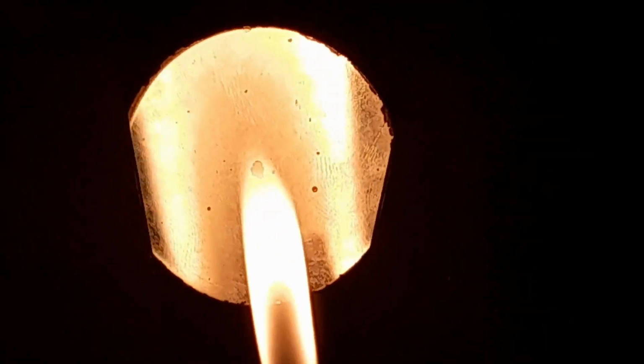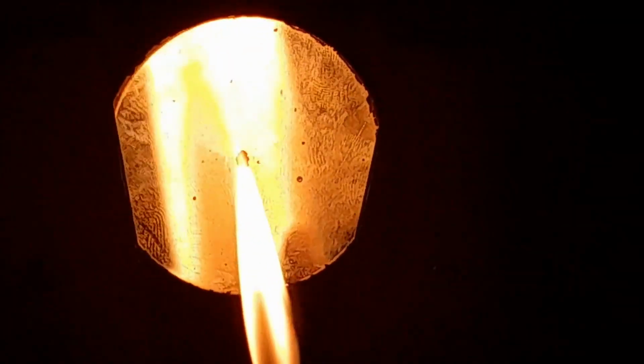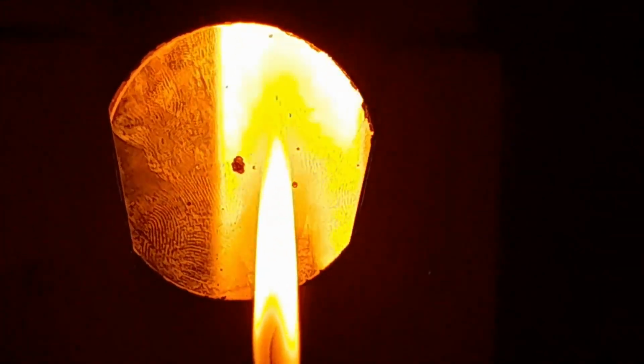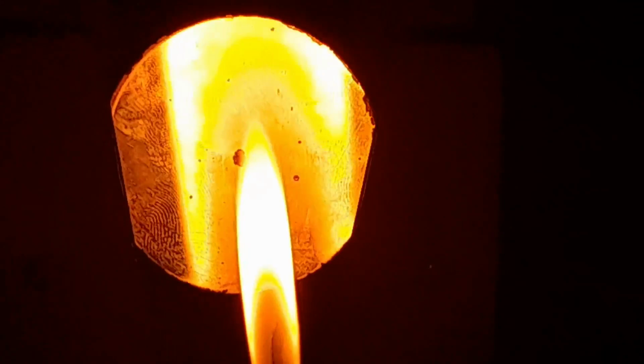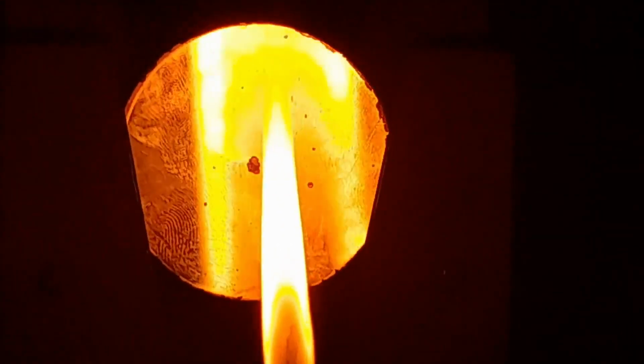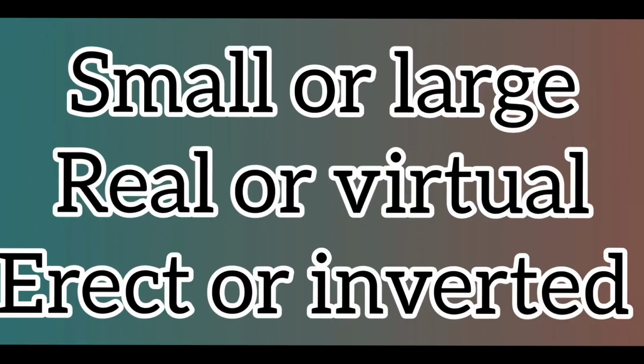When we keep the candle at a distance of 5 cm near to the mirror, the image is not formed on the screen. Instead, the image can be seen in the mirror itself. That is, a virtual and erect image is formed. So we can say that the image formed by a concave mirror is small or large, real or virtual, erect or inverted.